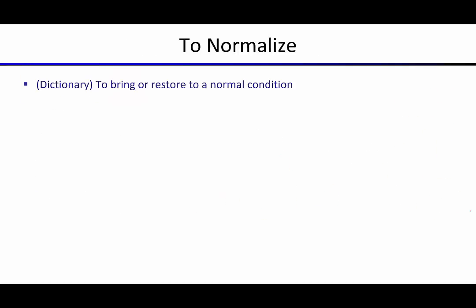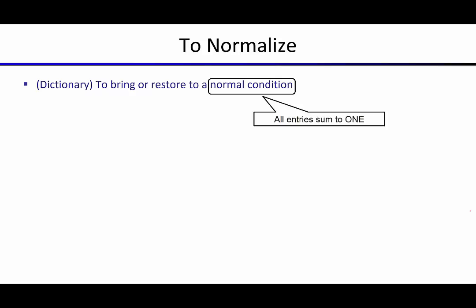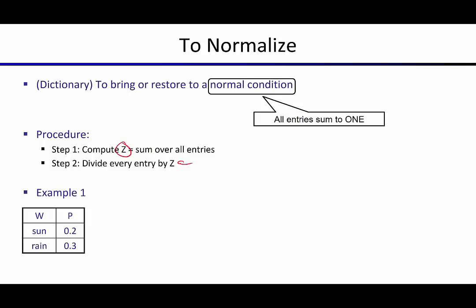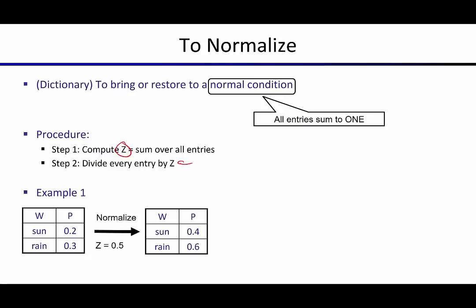Okay, so if you look in the dictionary and you look up what it means to normalize something, it means to restore it to a normal condition. So that's the everyday meaning of the word. What does a normal condition mean for probability distributions? Well, for a probability distribution, a normal condition means that everything sums to 1. So the procedure comes down to computing some constant Z, that's often how we'll denote it, which is the sum over all entries in the table, and then dividing every entry by Z. If you're asked to normalize this table over here, the sum is 0.5, you divide everything by 0.5, and there's your normalized table. How about this one?